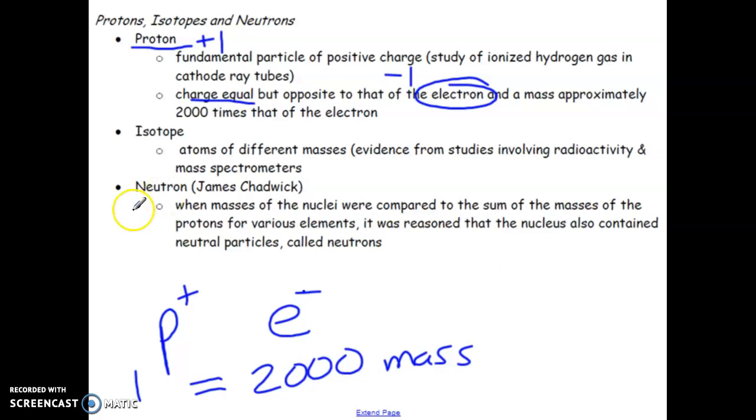And then, of course, we have the neutron. So the neutron is neutral. So we have a lowercase n, and sometimes you'll see a little 0 at the top in the superscript area.